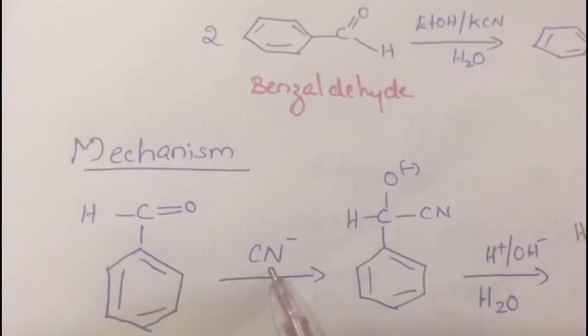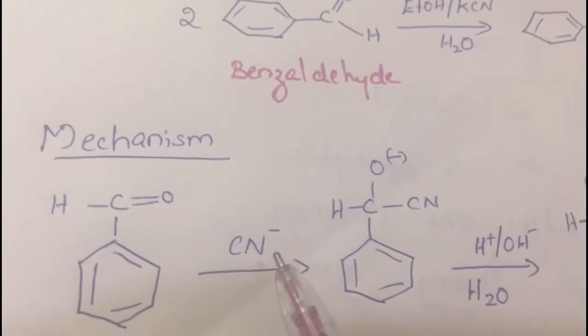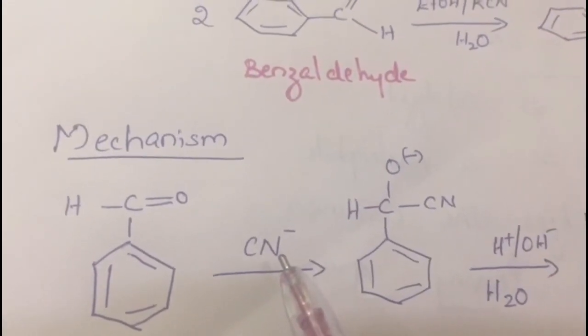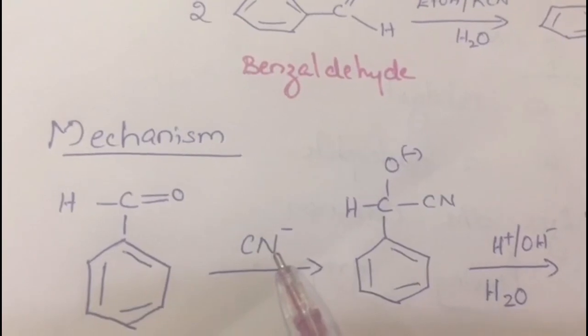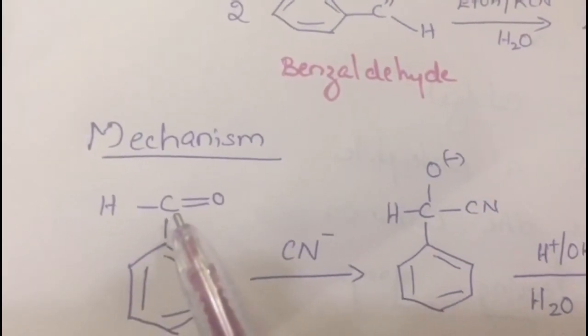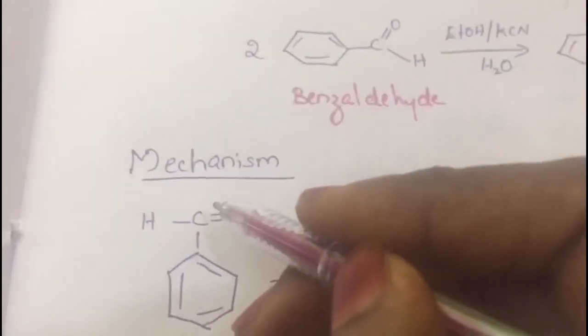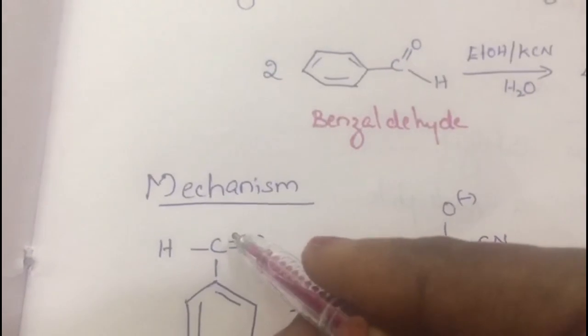Benzaldehyde is treated with potassium cyanide. So potassium cyanide will donate CN- ion. The CN- ion acts as a nucleophile here. Here it also acts as a catalyst. So here this carbon is the electrophilic center, because of the presence of oxygen; we know oxygen is more electronegative.